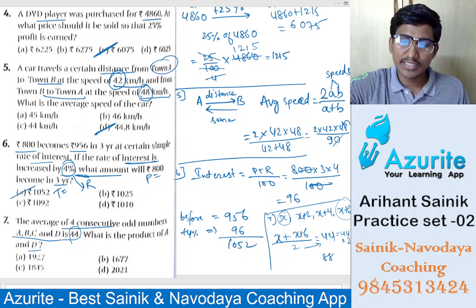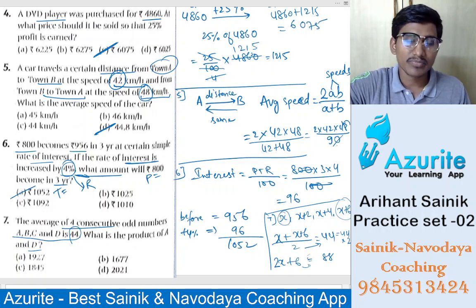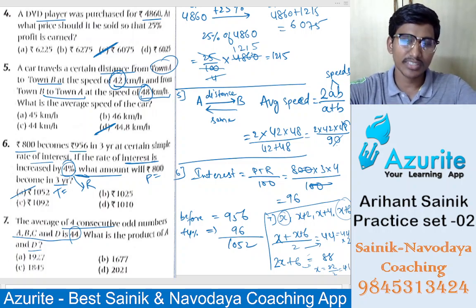Okay, and then x plus x is 2x. So 2x plus 6 is 88. If you take that 6 to the other side, plus will become minus. So 88 minus 6 is how much? 82. So x will be 82 divided by 2, which is 41. Okay, understand? So the first number is 41.